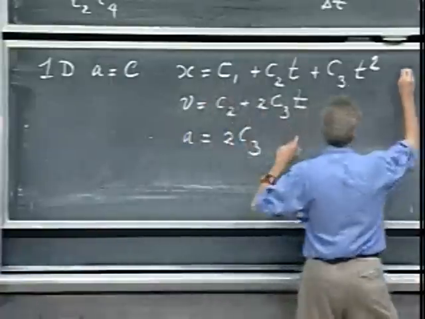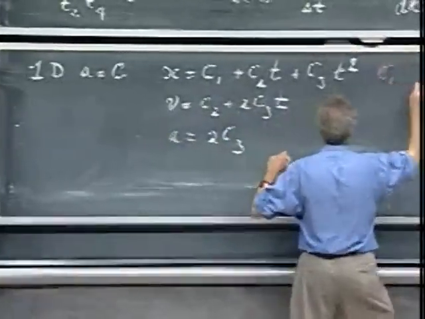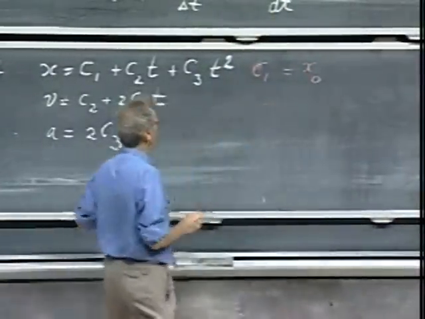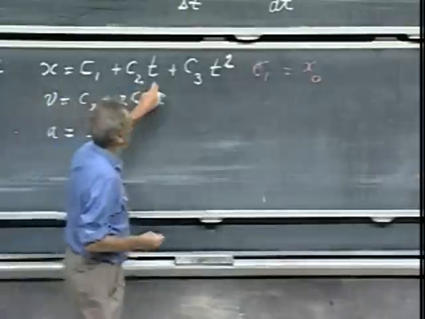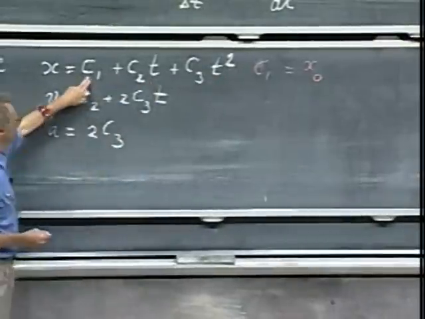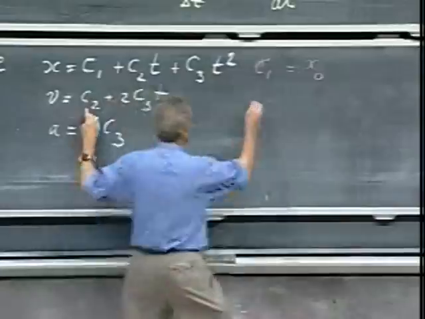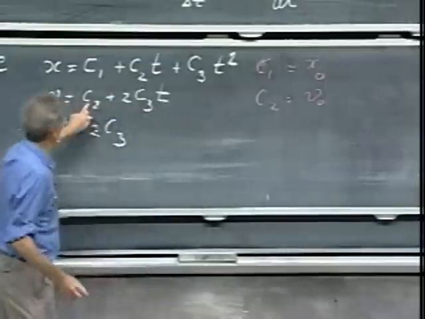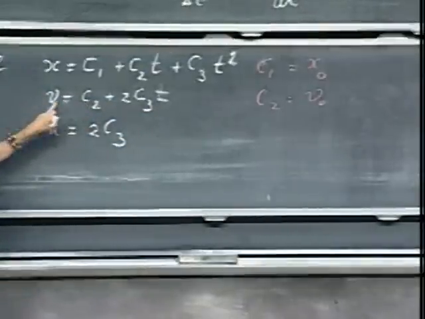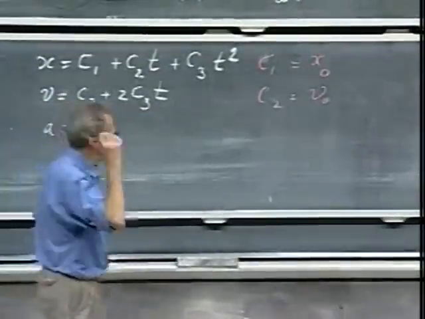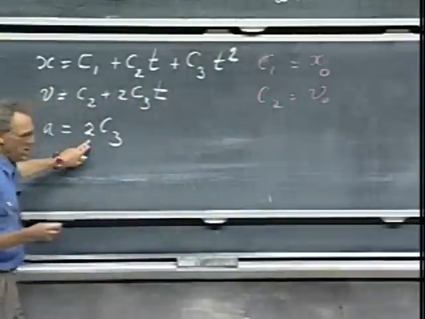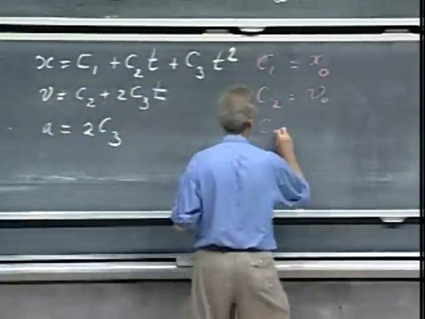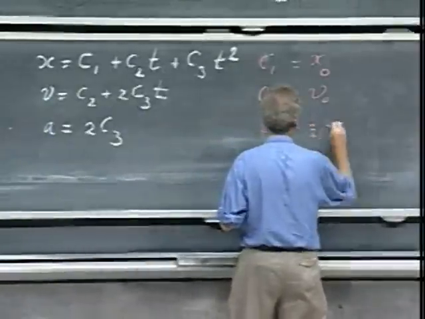Clearly, c1 is the position of x at time t equals 0, for which we often write an x0, because when t is 0, that is where x is. c2 is really the velocity at time t equals 0, because when t is 0, that's when c2 is v. And the acceleration is not changing with time, it is 2c3, therefore c3 is half the acceleration.